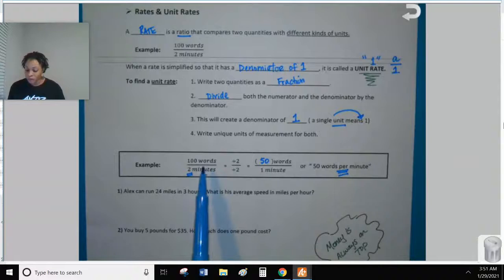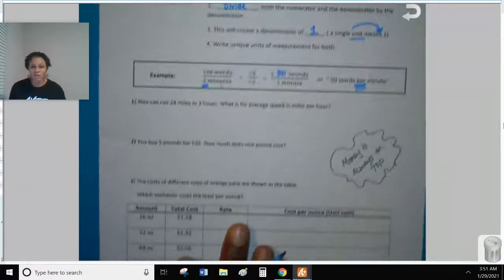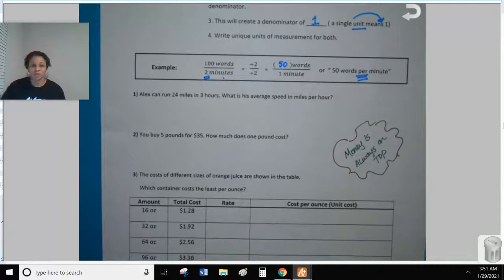So 100 words in 2 minutes, that's a rate, okay? They're comparing two quantities with different units. That's a rate. But then when we find out how much per minute or for 1, that's the unit rate, okay? This is a rate. This is a unit rate. So let's see how we're going to solve unit rates.